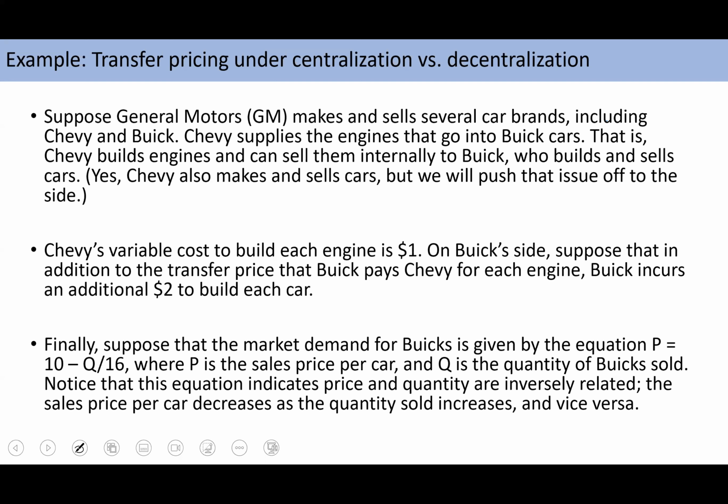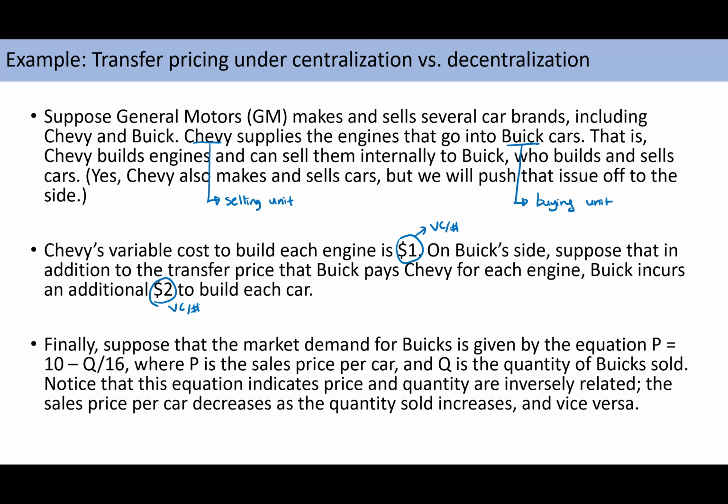So just to simplify our example, we're going to say Chevy does not build cars, they only build engines, so they are the selling unit. And Buick is the buying unit. Chevy's variable cost to build each engine is $1. So that's the variable cost per unit. On Buick's side, suppose that in addition to the transfer price that Buick pays Chevy for each engine, Buick incurs an additional $2 to build each car. So this is the variable cost coming from Buick.